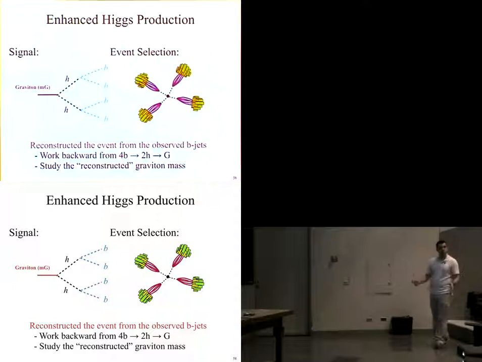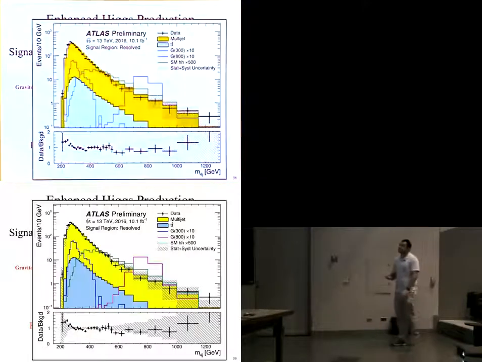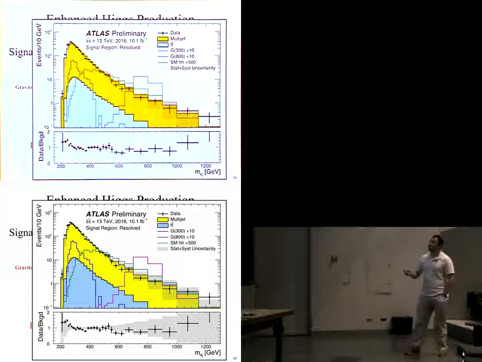Okay, so we start with the observed b jets, or b quarks, that are in the event, and from those we can pair them to make two Higgs bosons. You calculate the energy associated with each of those Higgs bosons. Then we can combine those again to get the properties of the potential graviton that was present. So basically the idea is that we work backwards and then we study what the reconstructed graviton mass is. Here's an example of this. What this plot shows is the mass of what we think the graviton would be.